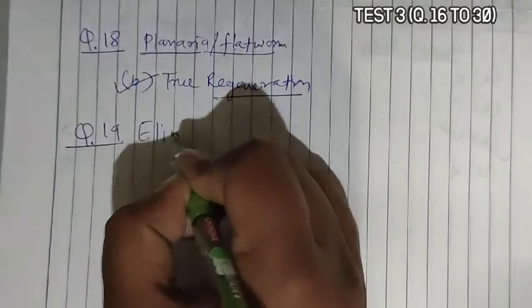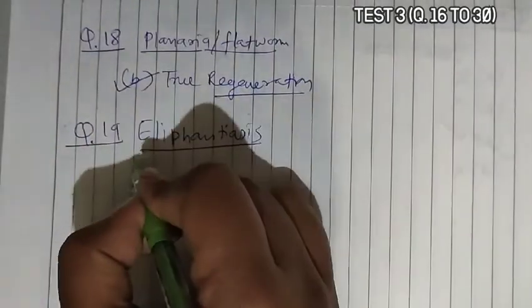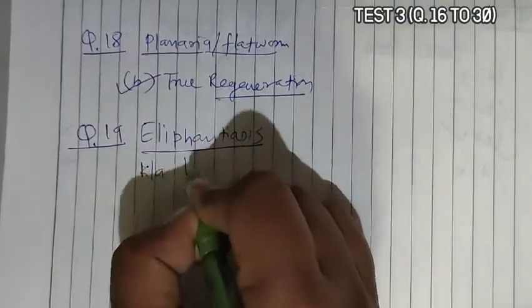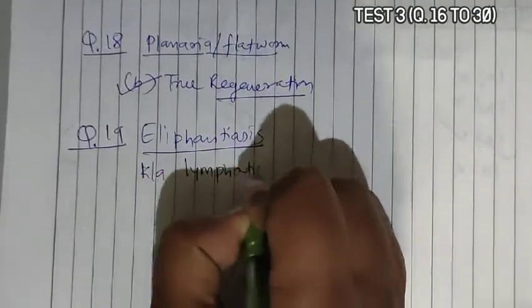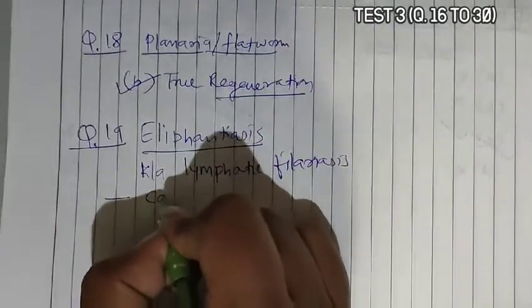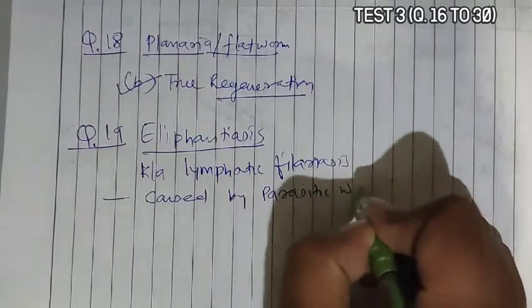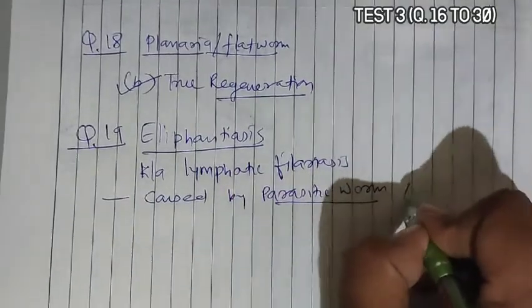Question 19. Elephantiasis is caused by a member of. So if we talk about elephantiasis, it is also known as lymphatic filariasis. It is caused by a parasitic worm, and that parasitic worm is nothing but an aschelminth.